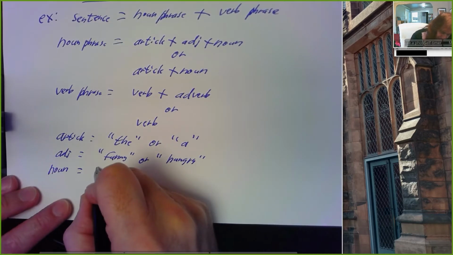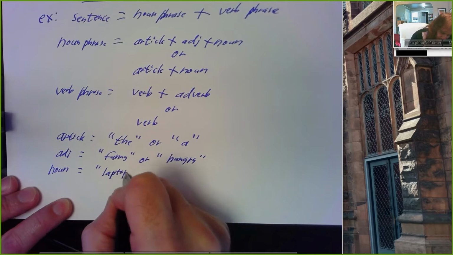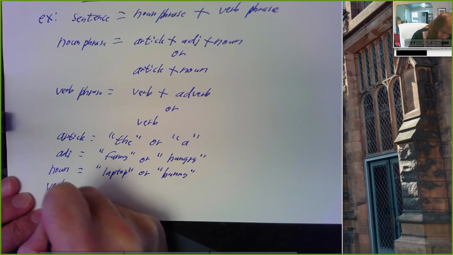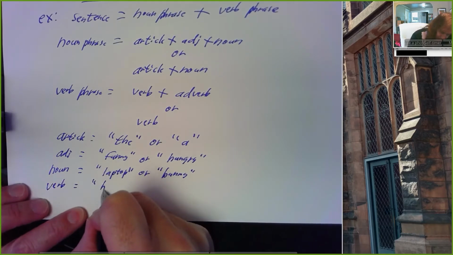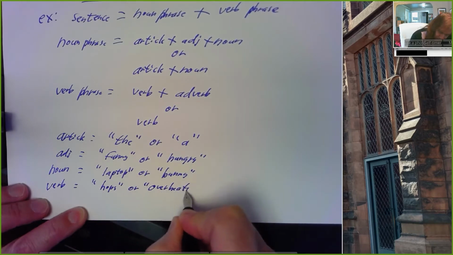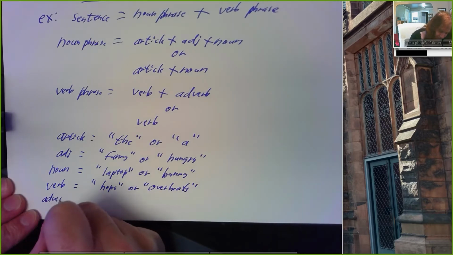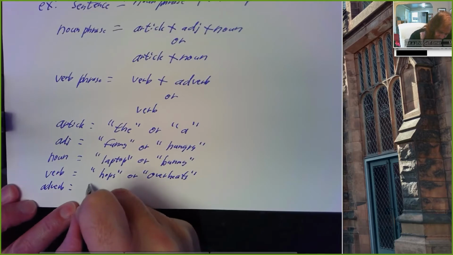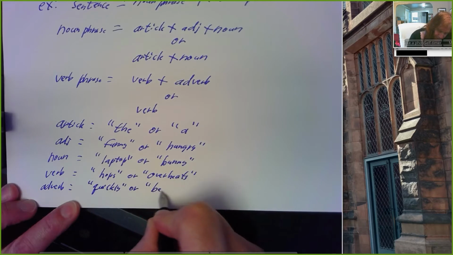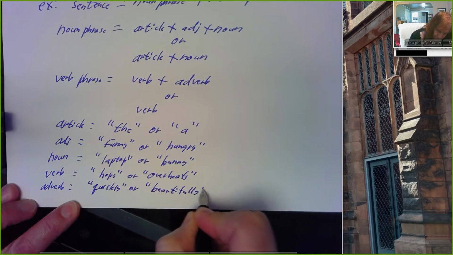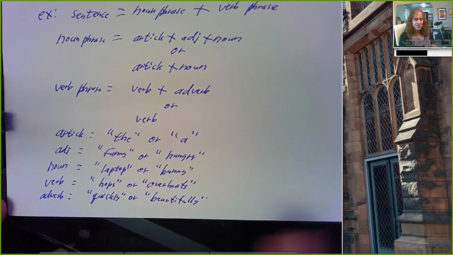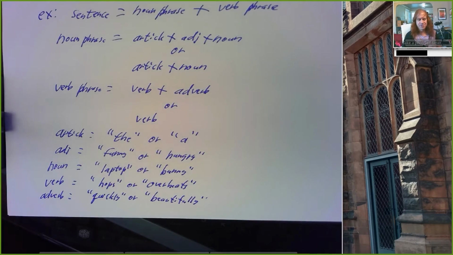A noun is either a laptop or a bunny. A verb is hops or overheats. And an adverb is quickly or beautifully. All right, so there's a formal description of what it means to be a sentence in this bizarre language.